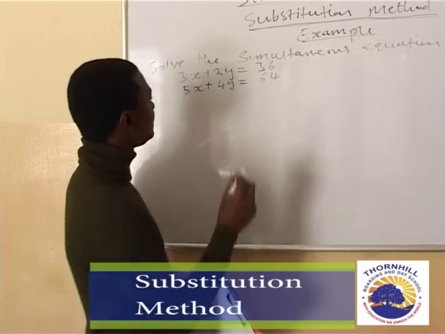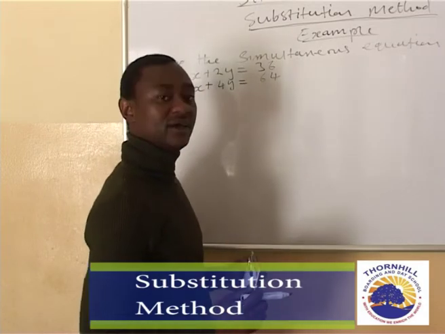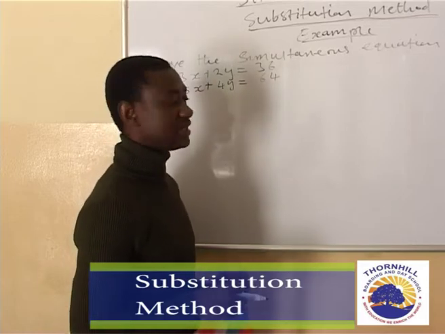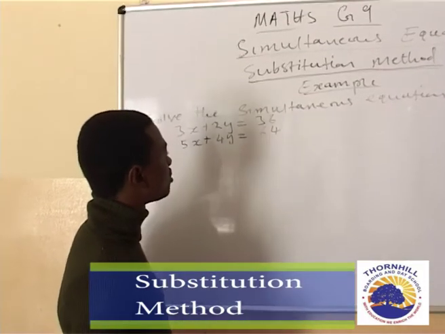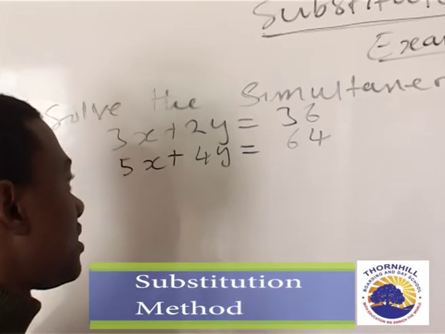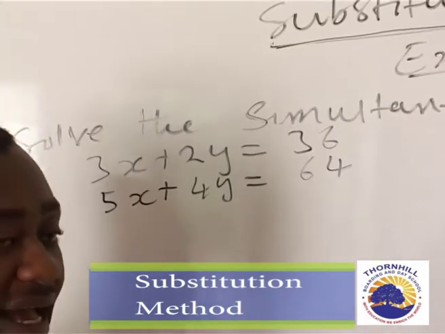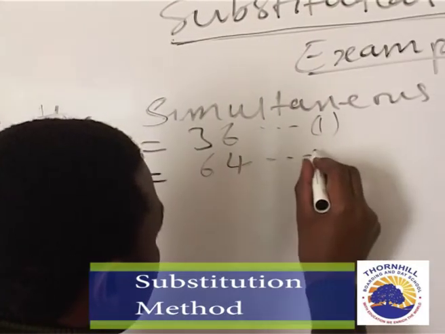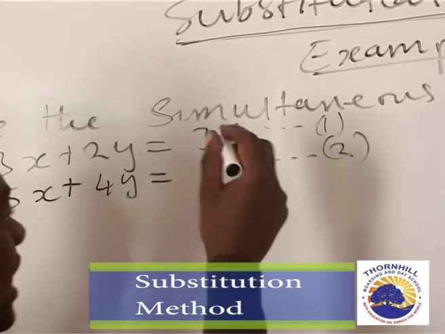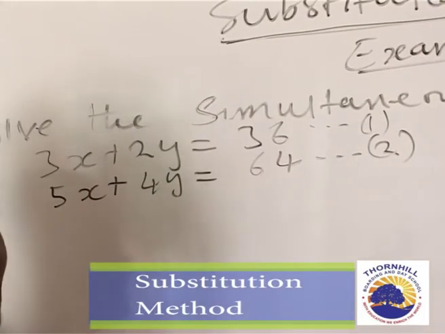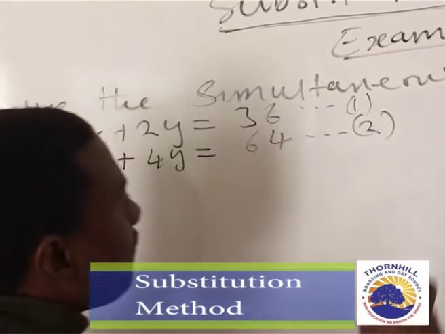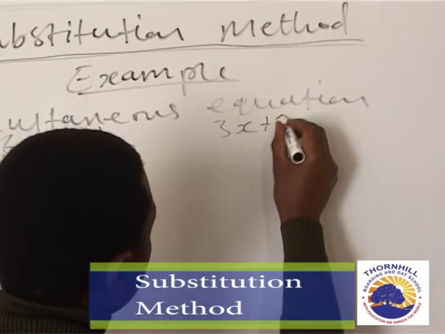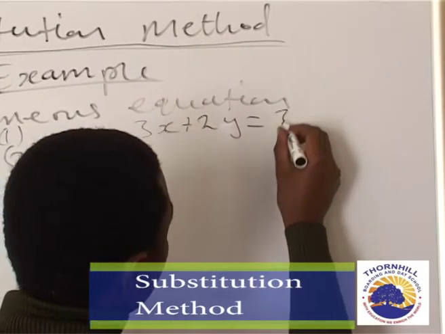Okay, this is our second example on how to solve a simultaneous equation using the substitution method. So here we're using the same method to solve a different question. Since it is substitution, like I said, step number 1, we're going to have to make this one our first equation. This one is going to be our second equation. Then we'll pick any of the equations and make any of the letters the subject of the formula. So if we pick the first equation, which is 3x plus 2y is equal to 36.